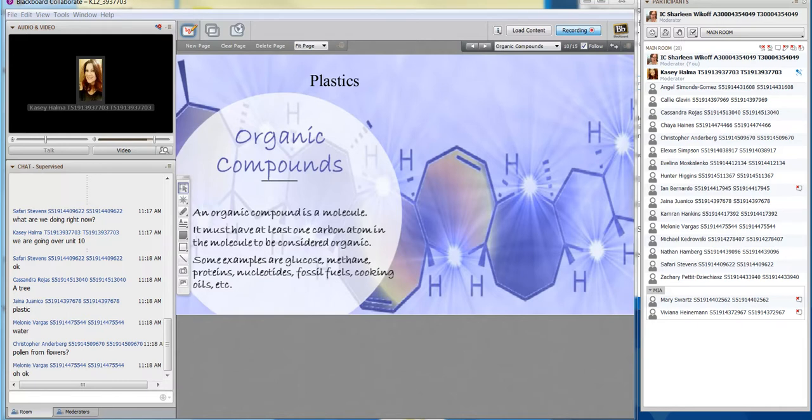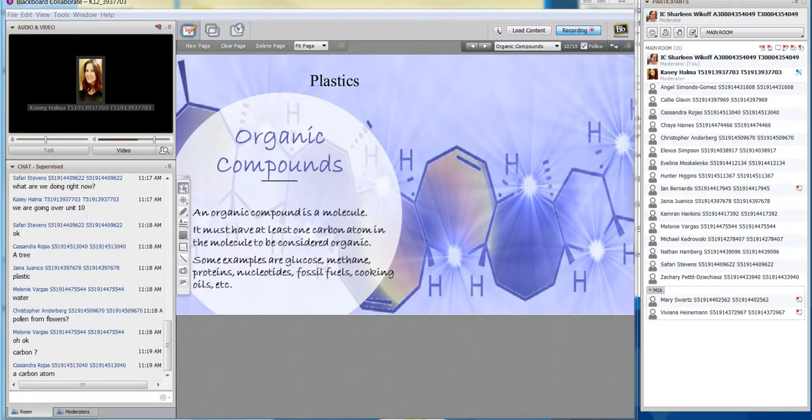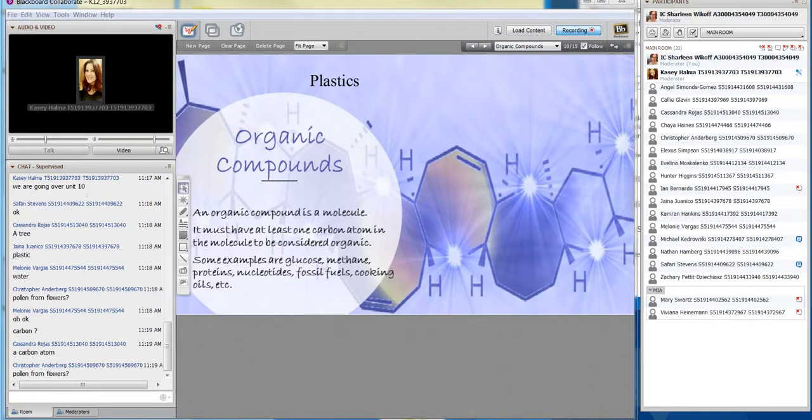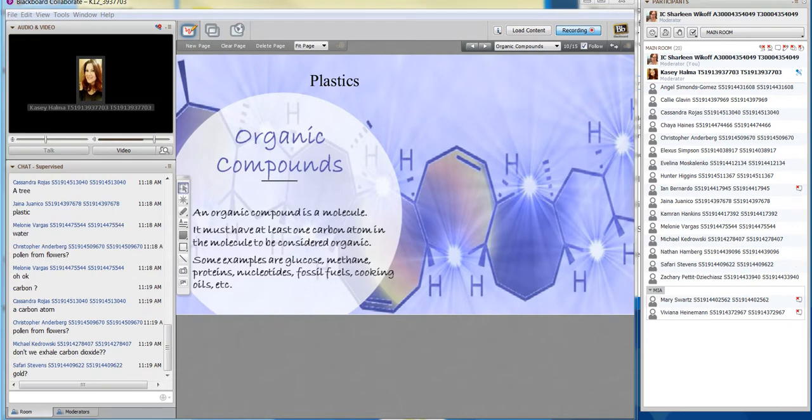Water is essential for life, and we know that organic compounds, living things, are also essential for life. But what is water missing to be an organic molecule? Anybody? What are we missing? Yeah, water doesn't have carbon. Good job. So if we don't have a carbon atom in it, it can't be an organic compound. I believe pollen from flowers does have carbon in it, so I believe that would work as well. We exhale carbon dioxide, yes.